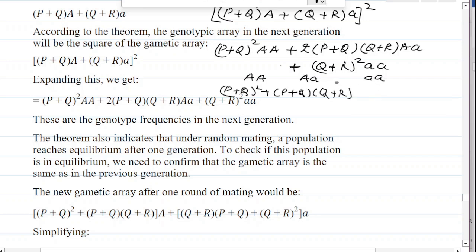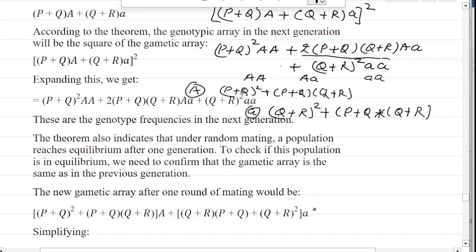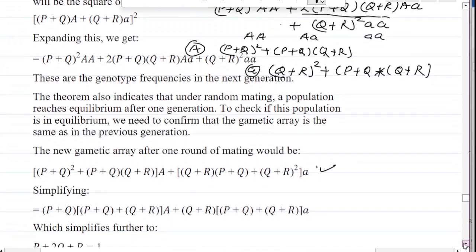And this is the proportion of gene or allele A. Similarly, you can find the proportion of allele small a by taking Q plus R whole square plus half of this, so it is P plus Q into Q plus R. So you will get this expression. So this is the gametic array of the second generation.